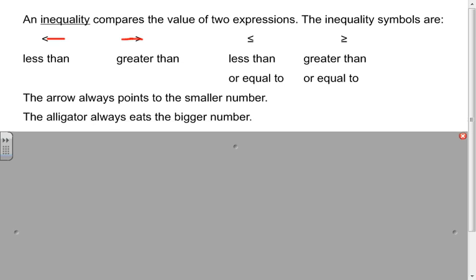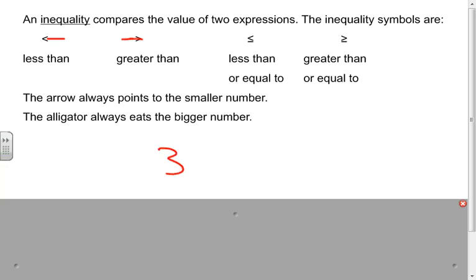The other way I remember it, you can think of this as an alligator's mouth. I'm not going to try to draw an alligator, but the alligator always eats the bigger number. So, for example, if I had a 3 and a 4, the arrow points to the smaller number. There's what it looks like with the arrow pointing at the smaller number. And the alligator always eats the bigger number. There's the alligator's teeth, and he's really hungry, so he's always going after the number that's bigger.